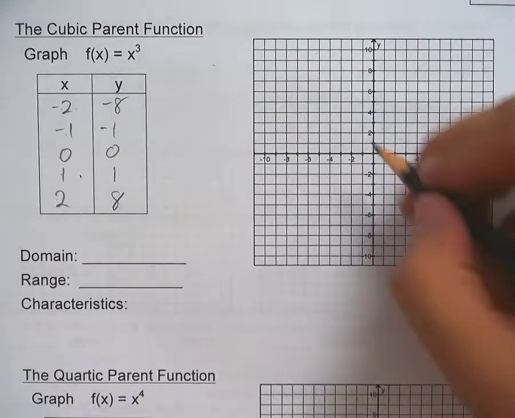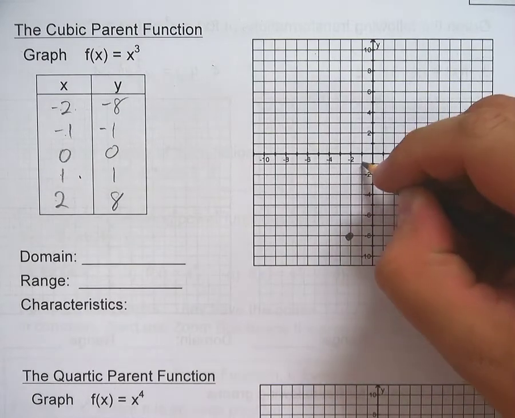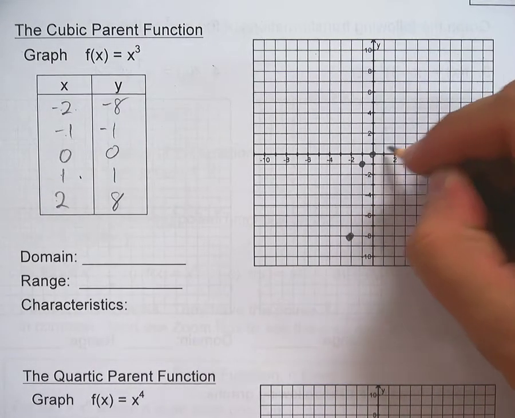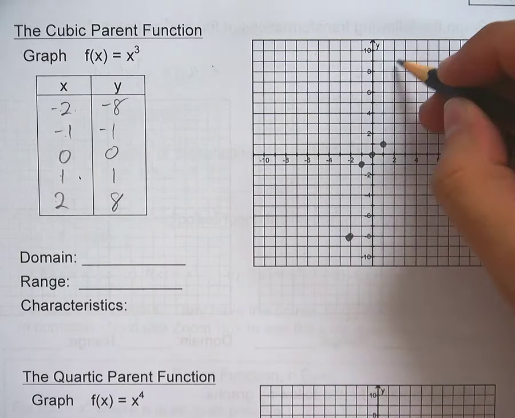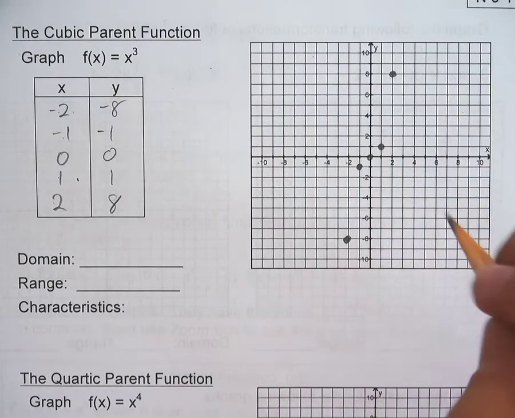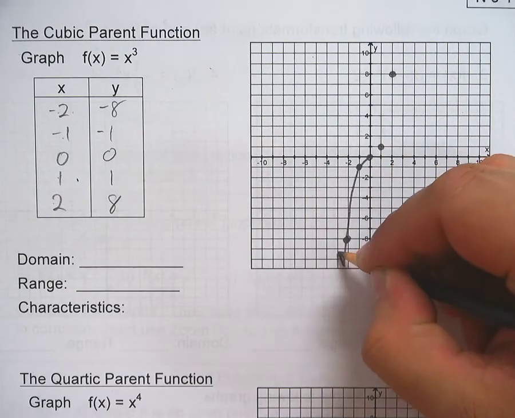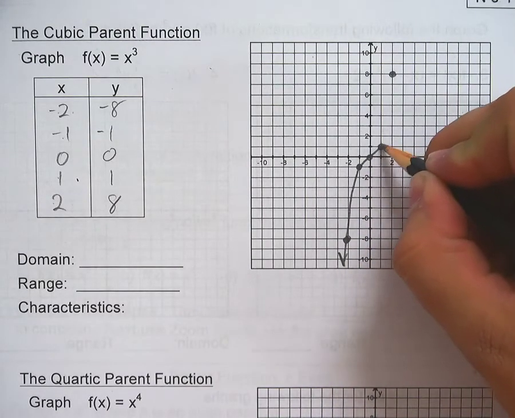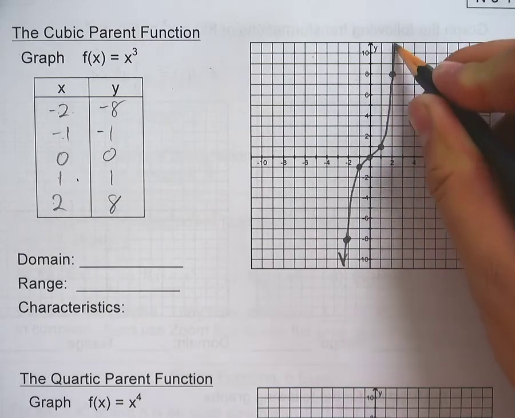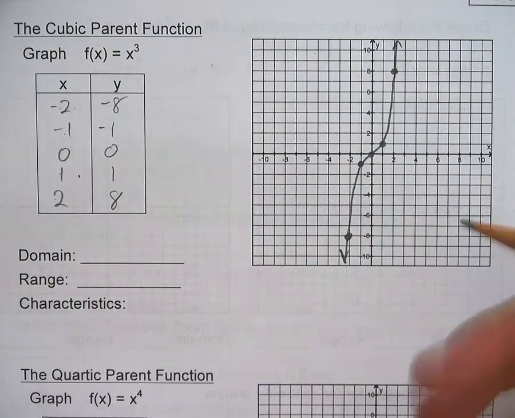So coming over here and graphing these, negative 2, negative 8, here, here, here, and 2, 8. Pause the video if you need to, get those points down. And these are not straight lines, these are curves, right? Curves. Like that. That's called the parent function. Your domain, your x's are all real numbers, your range is all real numbers.